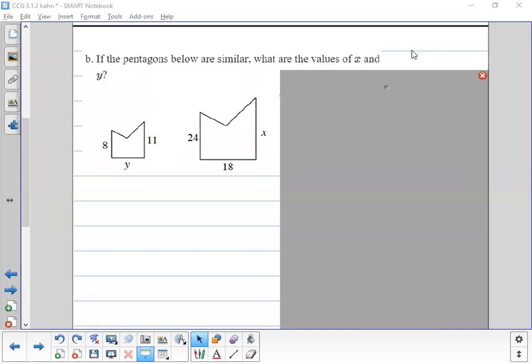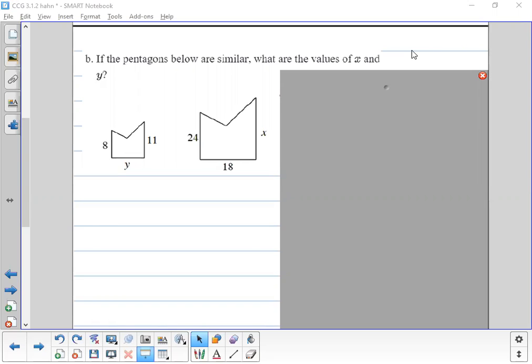I want to find the values of X and Y, knowing that these pentagons are similar. So what I like to do when I'm giving notes is annotate my notes. I write down a description of what I'm doing along with what I'm doing, so that when I look back at my notes later, I know what I was doing, because sometimes it can be easy to get lost in the math a little bit.